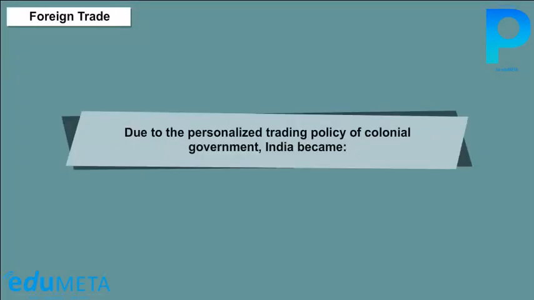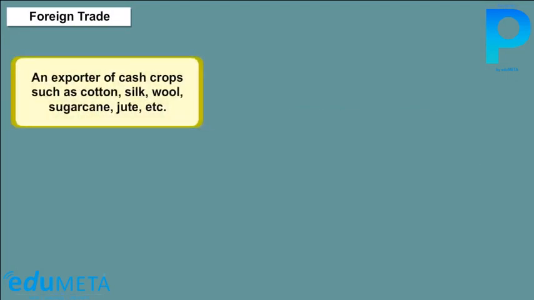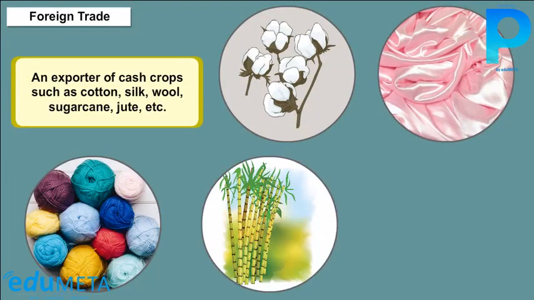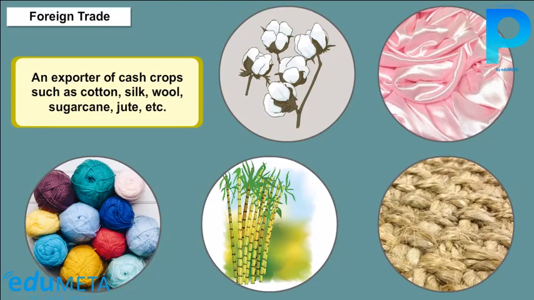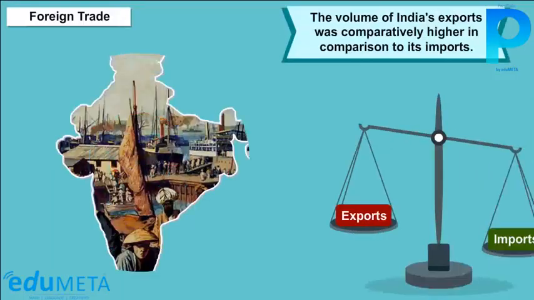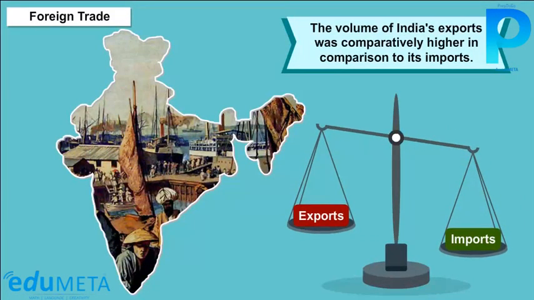Due to the personalized trading policy of the colonial government, India became an exporter of cash crops such as cotton, silk, wool, sugarcane, jute, etc. and the best place for selling British factory finished products. The volume of India's exports was comparatively higher in comparison to its imports.